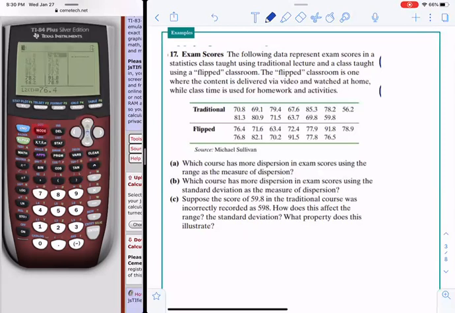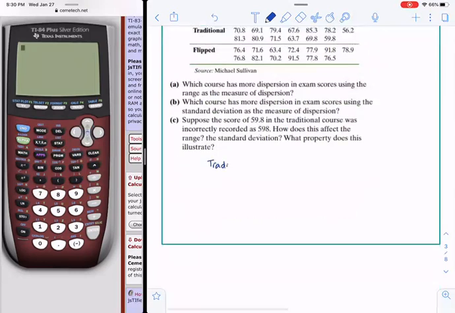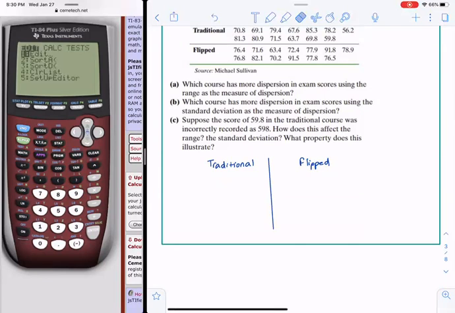Okay, so second mode to exit. Traditional and flipped. So we saved the traditional data to list 1. So I'm going to do 1 variable stats on list 1. The average happens to be 71.8. The standard deviation is 8.836. I'll just call it 8.84.